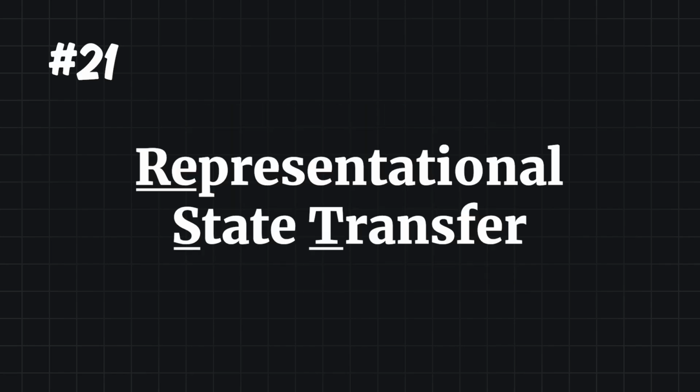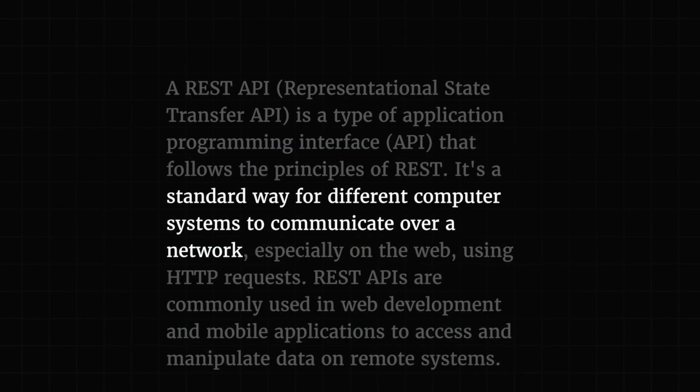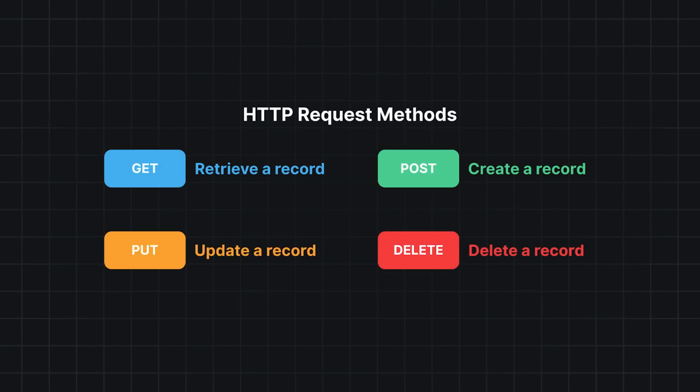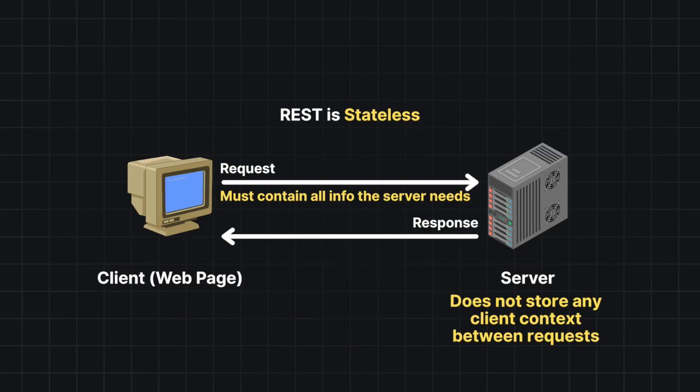Representational state transfer, or REST, is an architectural style for designing network applications. It uses standard HTTP request methods like GET, POST, PUT, and DELETE, and is stateless, which means that each request must contain all the information the server needs to process it.